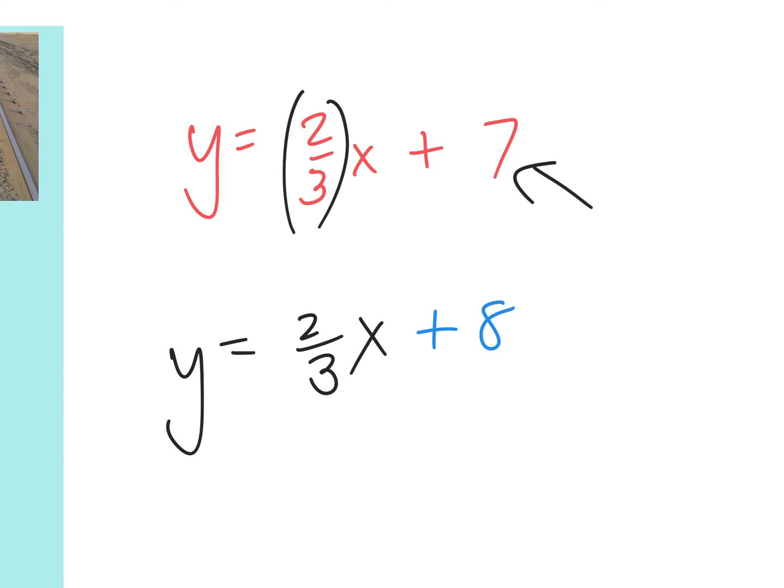But then I said, I want it to go through the point 2 comma 9. That means you can't just put 2 comma 9 in this thing, but you actually could. Let me show you how you could have done it this way. Would you agree that y equals 2/3 x just all by itself would be an equation that is parallel to the first one? Would you agree with that?